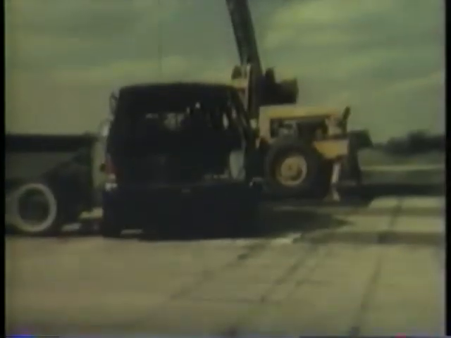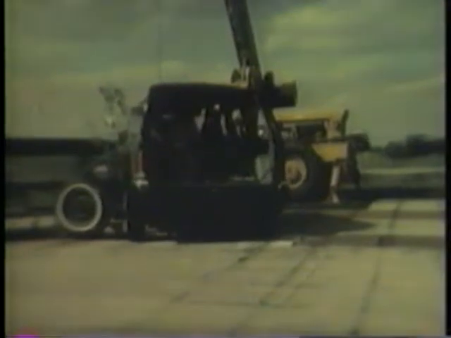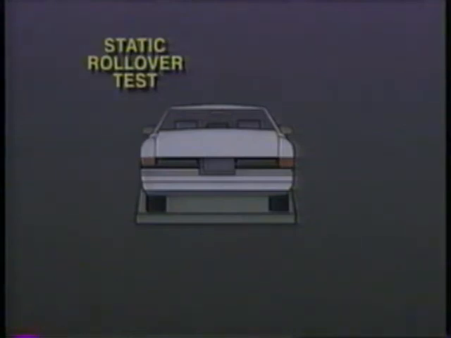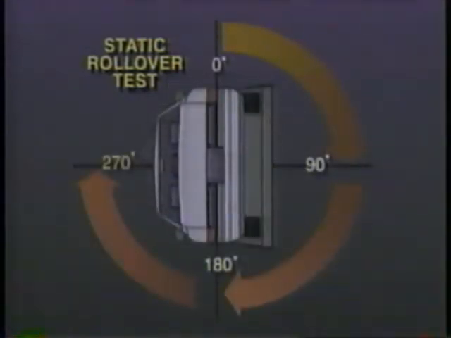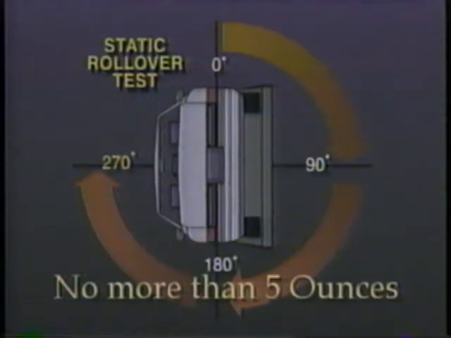Vehicles are also tested for fuel leakage during a 20-mile-per-hour side impact, where the same leakage standards apply. Following either a front, rear, or side barrier test, the crash test vehicle is rotated through 270 degrees to simulate a rollover crash. The vehicle is held at 90, 180, and 270 degrees for 5 minutes to measure fuel leakage. Again, no more than 5 ounces of fuel can leak during each 5-minute period.